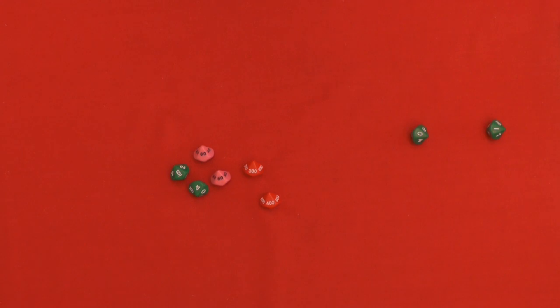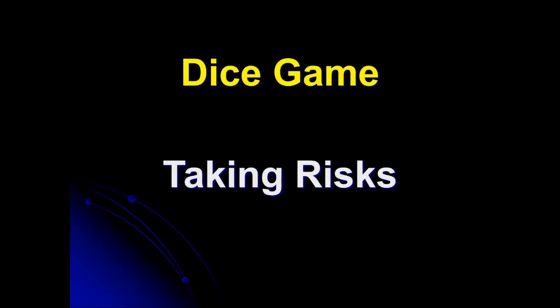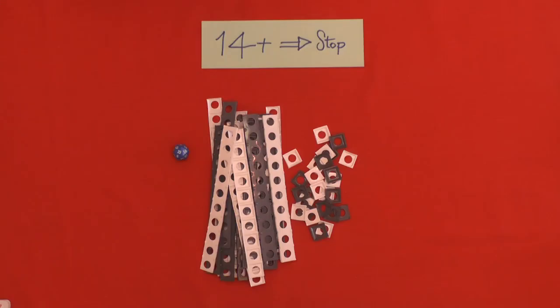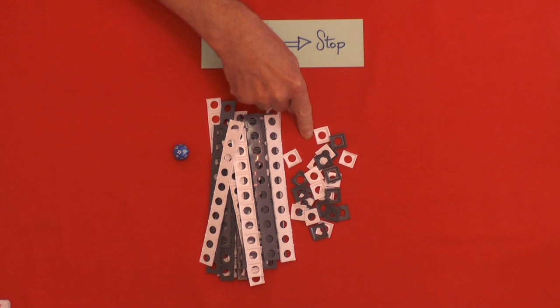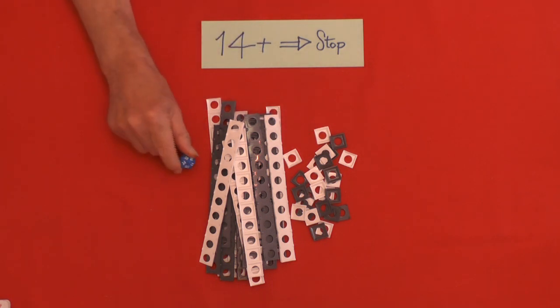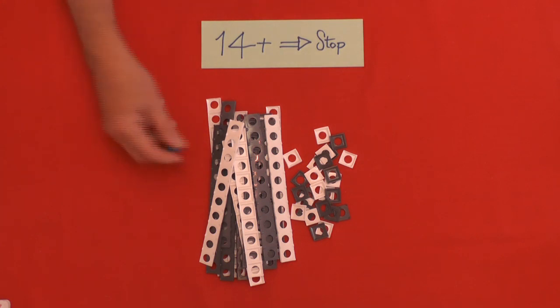In each case, starting with adding, but moving on to multiplication. This is a game for 2 people, and you need the Matty Mats strip 10 and the square 1 and the dice 1 to 20. And the aim is for a player to collect at least 100. And it starts like this.